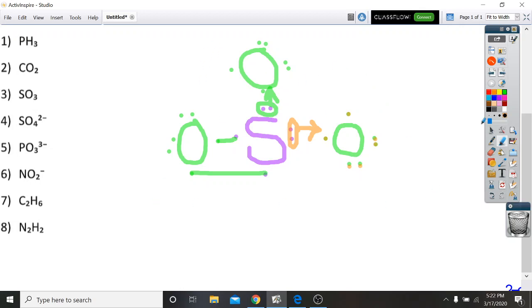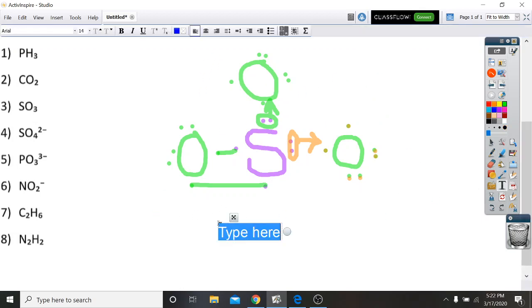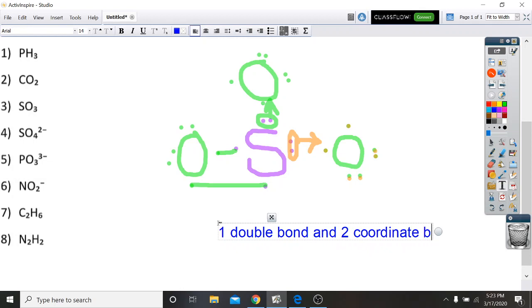Perfect, now everyone has 8 electrons, everyone is happy. SO3 is held together by 1 double bond and 2 coordinate bonds. Voila!